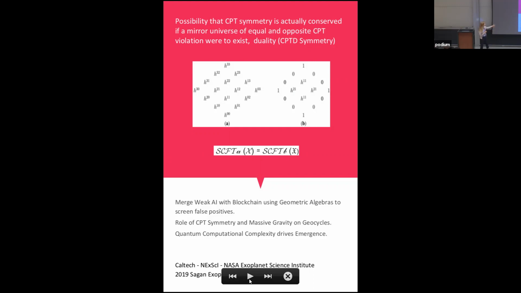We can also play with blockchain and AI, merge those together using geometric algebra to screen for false positives. So there's something weirdly private about emergence and the compartmentalization, which Paul talked about yesterday. So what is the role of CPT symmetry in massive gravity, where you have a non-zero mass of the graviton on geocycles, and then all of this should describe emergence.